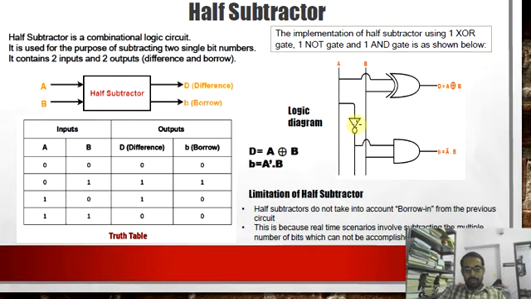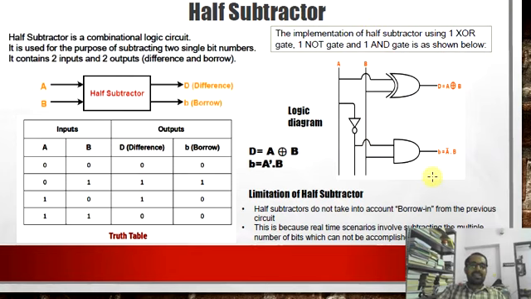So this becomes A complement, and this is AND gated with B, and you get the borrow output. So this is the difference and borrow. So this is the logic gate diagram for the half subtractor circuit.